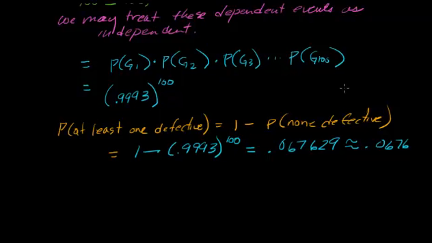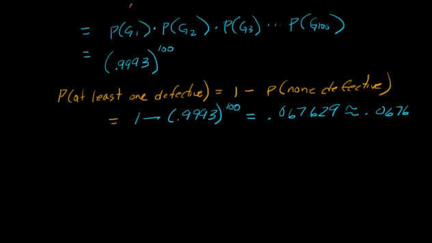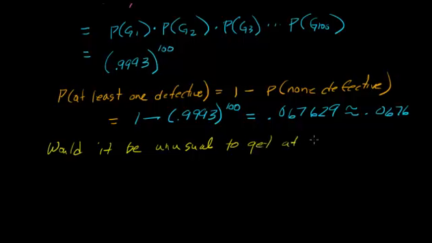Okay, you can see here how the use of complements and the rule that allows us to treat dependent events as independent events come together to make this a very simple calculation. Okay, well, I've got a question. Would it be unusual to get at least one defective e-reader in a batch of 100? At least one defective e-reader of this brand of e-readers.